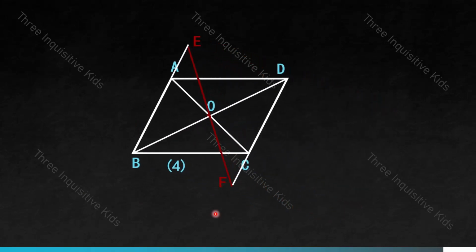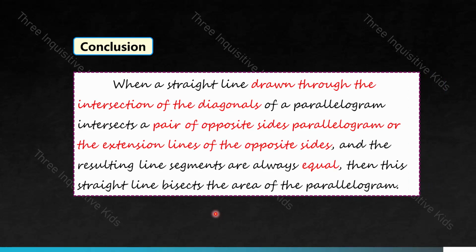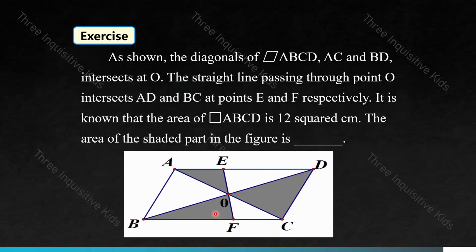Conclusion. When a straight line is drawn through the intersection of the diagonals of a parallelogram and intersects a pair of opposite sides or the extension lines of opposite sides, and the resulting line segments are always equal, then it means that this straight line bisects the area of the parallelogram. Bisect means split it into two equal halves.